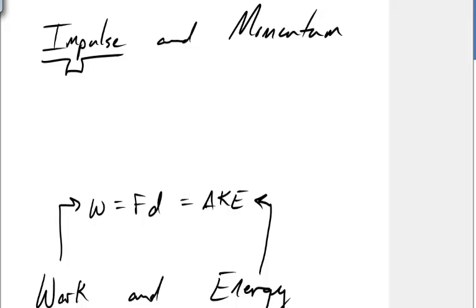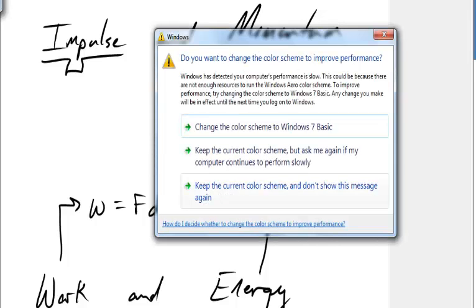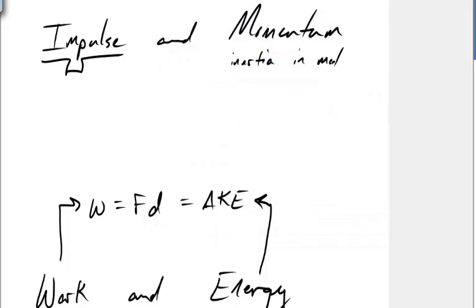Impulse and momentum work in exactly the same way. Work can change the energy. Impulse is the change in momentum. Of course, things can't be exactly the same. But if we talk about momentum again, from a previous not too distant podcast, we said inertia in motion, and we said that the momentum would be equal to the mass of the object times the velocity of the object. Impulse is that change in momentum.